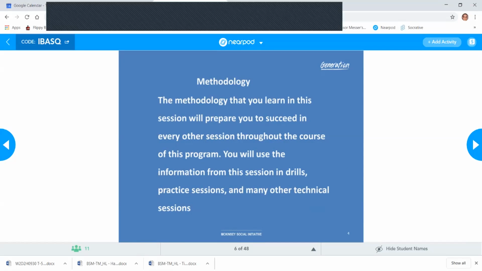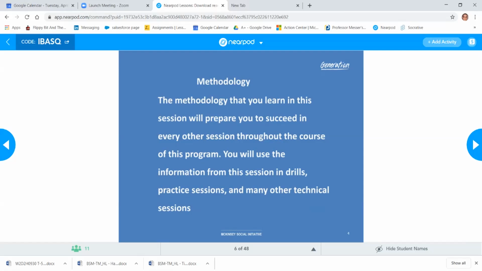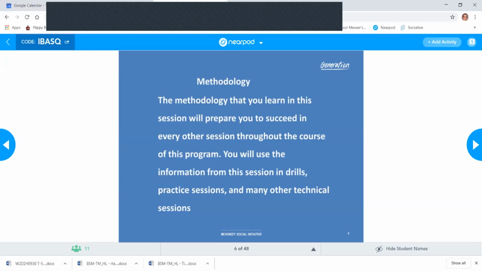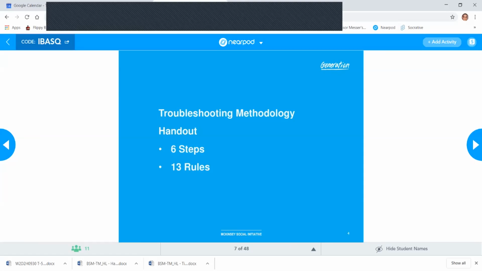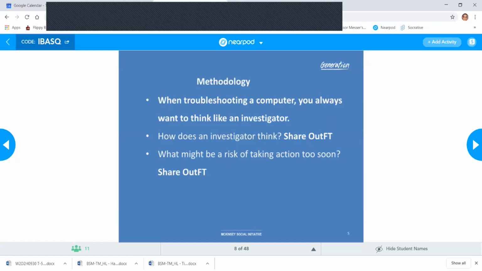Methodology. Pablo, if you can help us out with this slide, please. Yeah, so the methodology that you learn in this session will prepare you to succeed in every other session throughout the course of this program. It will use the information from the session in drills, practice sessions, and many other technical sessions. So troubleshooting methodology has, we have a handout, 6 steps and 13 rules. We'll be reviewing that soon, but not right now.